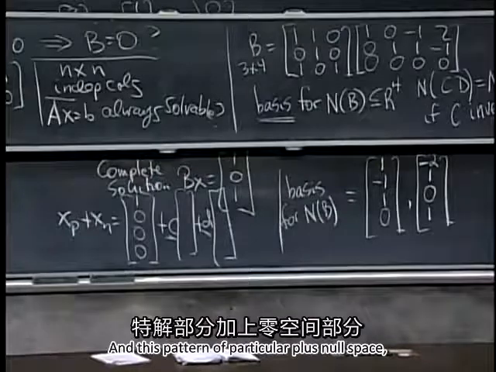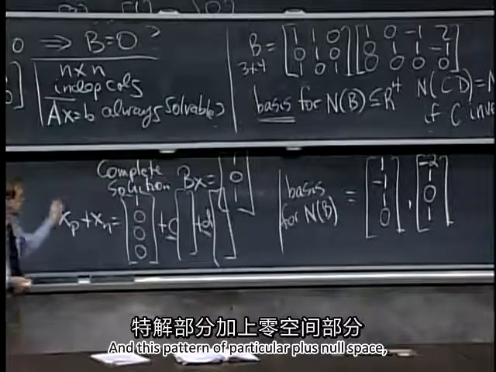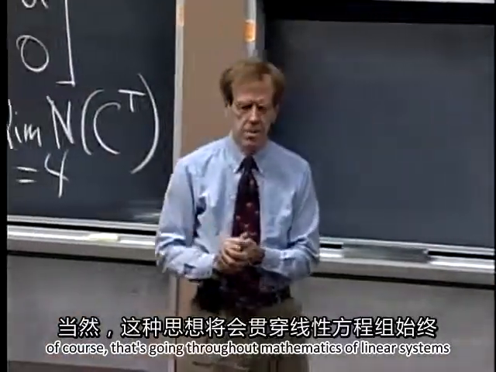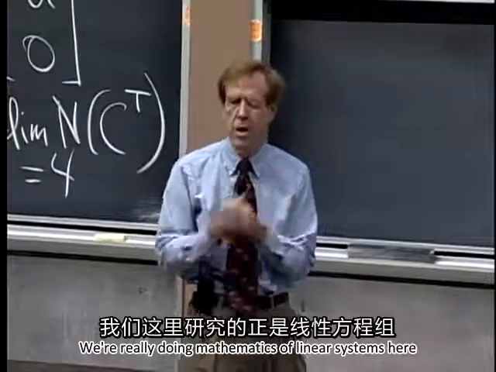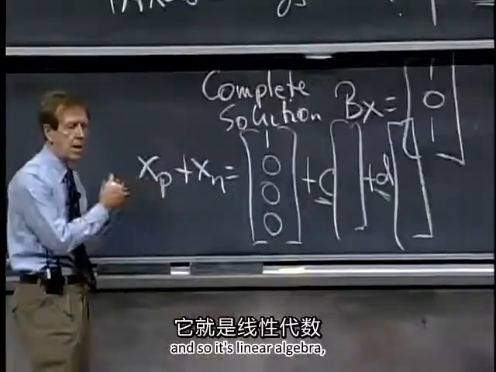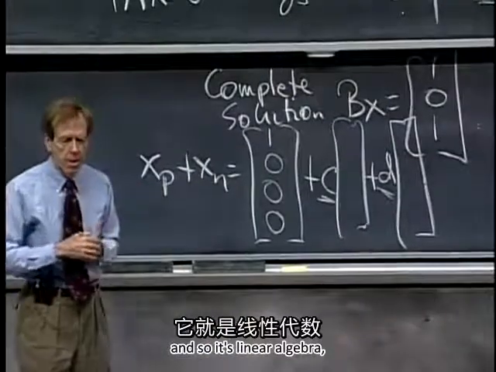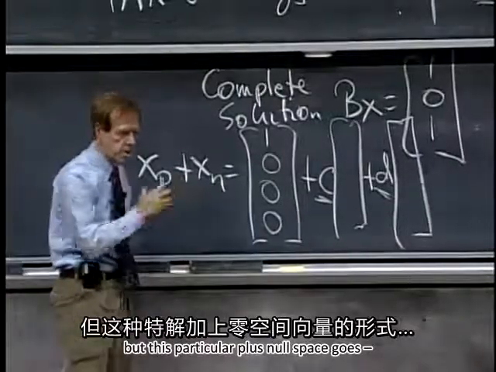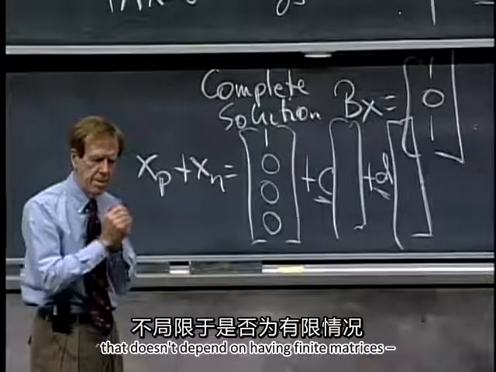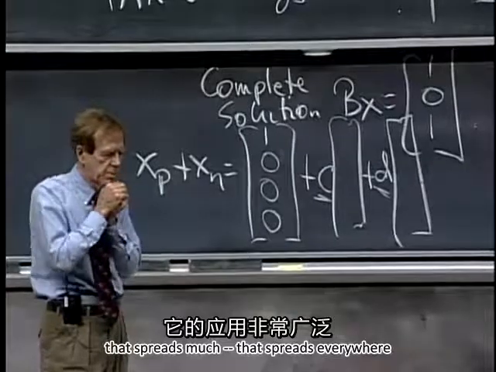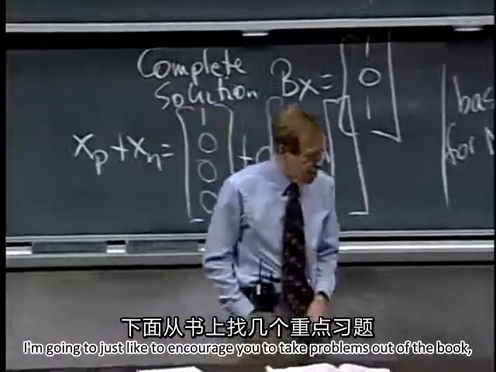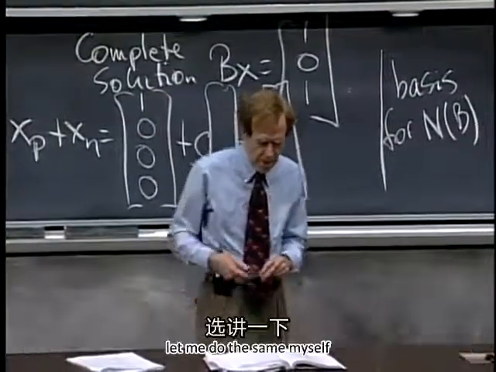And this pattern of particular plus null space goes throughout the mathematics of linear systems. We're really doing mathematics of linear systems here. Our systems are discrete and finite dimensional, and so it's linear algebra. But this particular plus null space doesn't depend on having finite matrices. That spreads everywhere. I'd like to encourage you to take problems out of the book. Let me do the same myself.